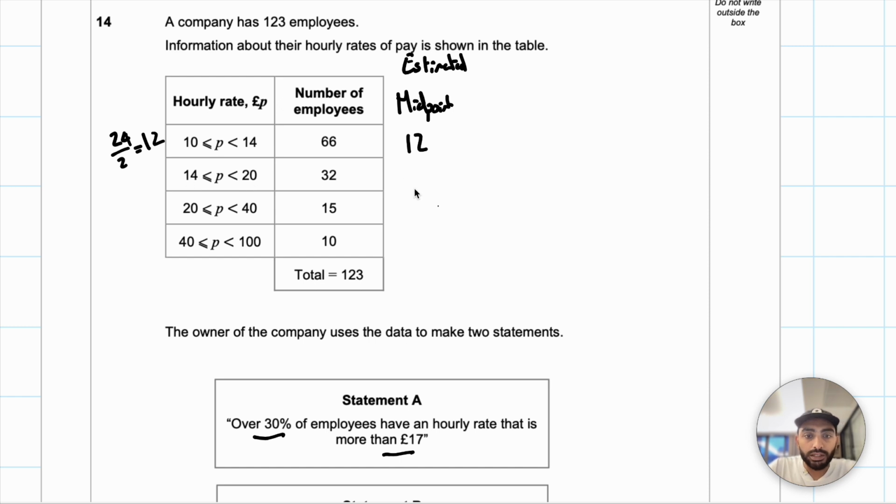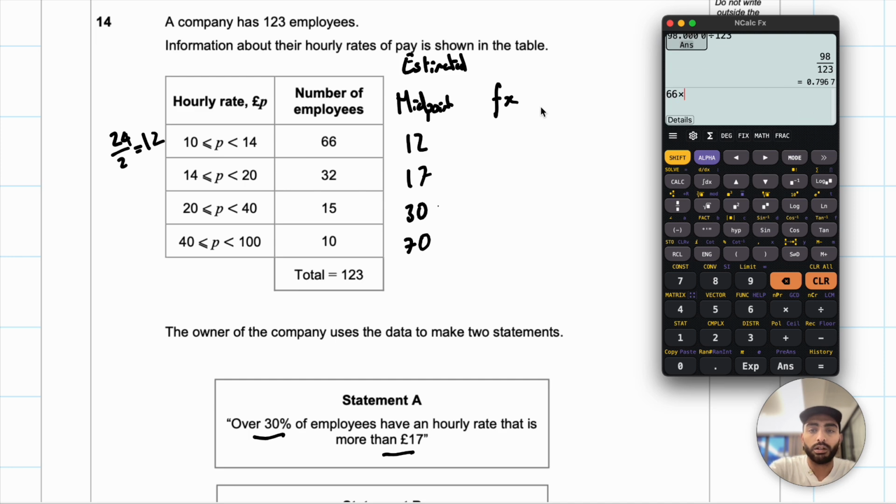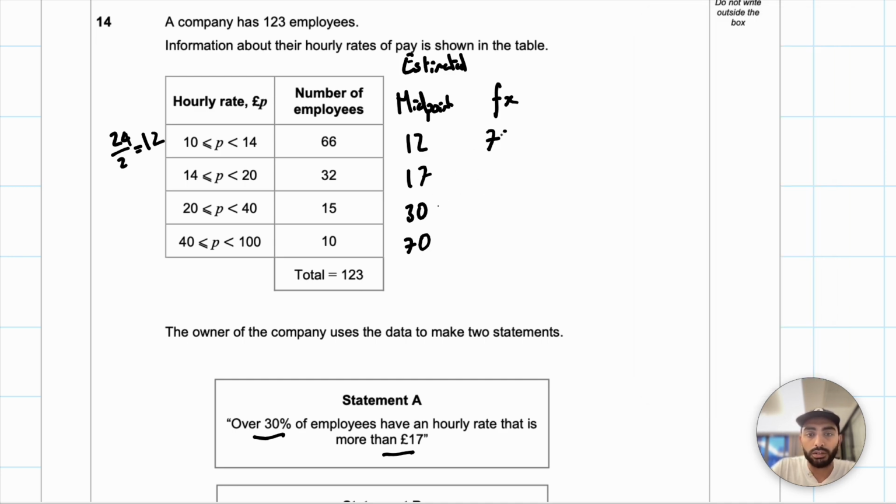Between 14 and 20, the middle number is 17. Between 20 and 40 is 30, and between 40 and 100 would be 70. So we've got all of our midpoints. Then we need to add another column called our fx column. We're going to multiply these two numbers by each other. So 66 times 12, and then 32 times 17, and 15 times 30, and that gives 792, 544, 450, and 700.